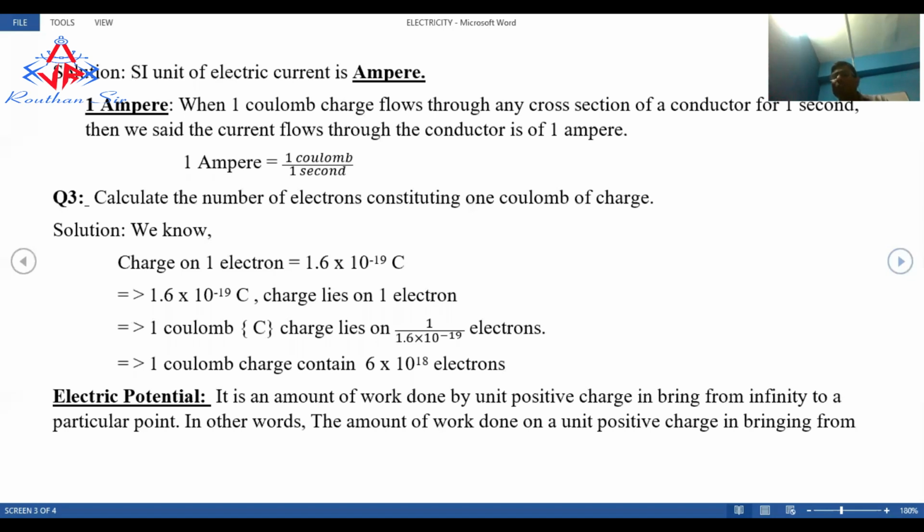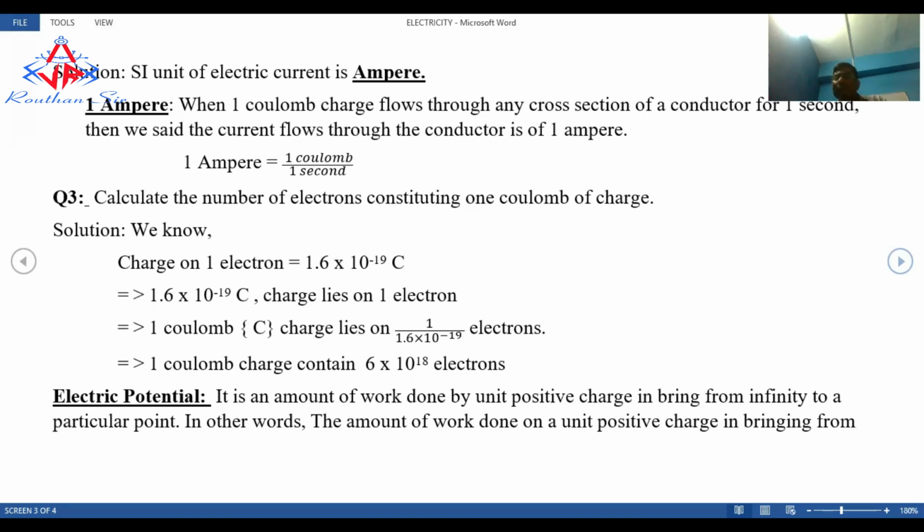Now there is another question in your textbook: calculate the number of electrons that constitute 1 coulomb of charge. Now again, you know that the charge on 1 electron is 1.6 into 10 raised to power minus 19 coulomb. It means 1.6 into 10 raised to power minus 19 coulomb charge lies on 1 electron. Now we use the unitary method. First of all, we calculate for 1. If 1.6 into 10 raised to power minus 19 coulomb is the charge on 1 electron, then 1 coulomb charge contains 6 into 10 raised to power 18 electrons.